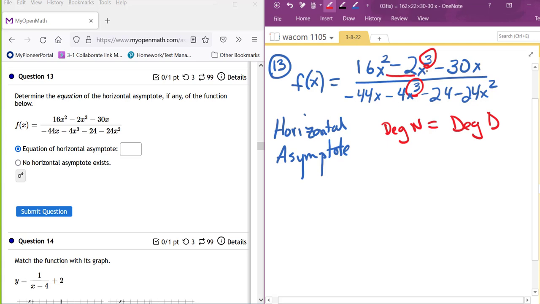So it will be of that term with the degree. I just didn't rewrite these in descending order. That's way too much work. So it will be y equals -2 over -4. And then you have to reduce and clean that up. Your two negatives will make a positive, and 2 over 4 will give you 1/2. So y equals 1/2.